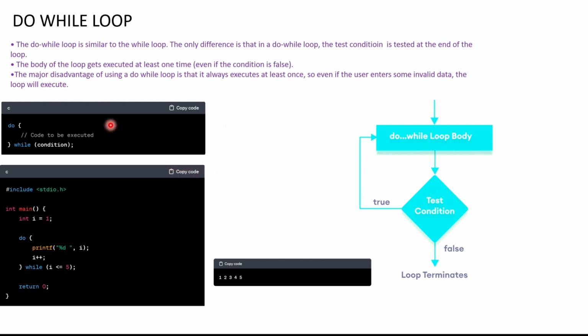But the major disadvantage of using a do while loop is that it always executes the code at least once. So even if the user enters some invalid data or invalid values, the loop is still going to be executed at least once.